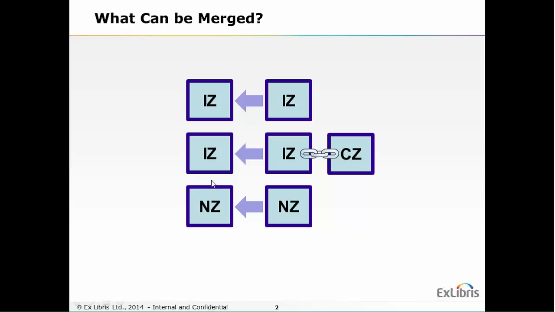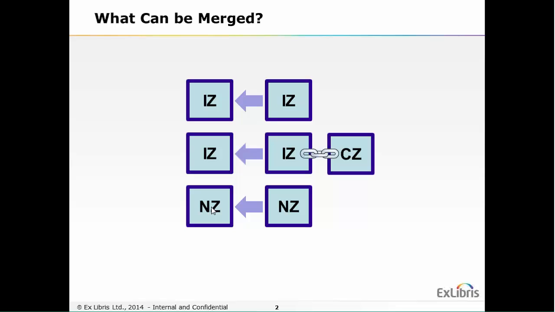And the third option is to do this in a network zone. Network zone records can be merged with network zone records. This can be done either from the Alma of the network or from the Alma of one of the member institutions in the network. And there is a process that updates this every 5 minutes.